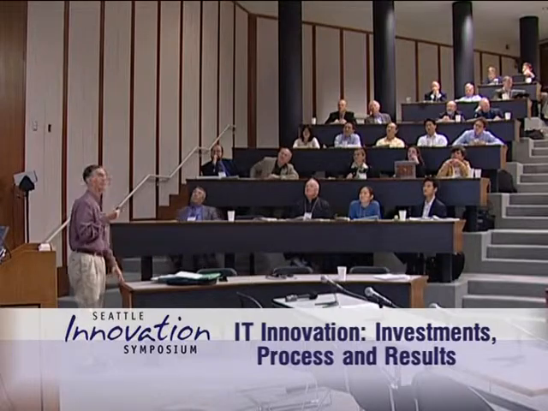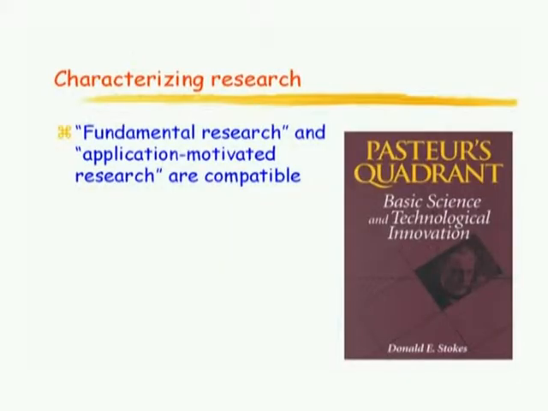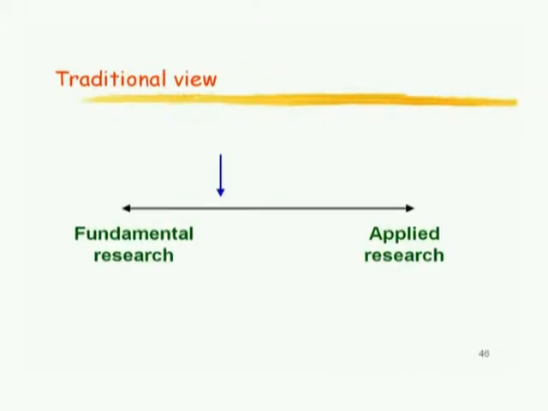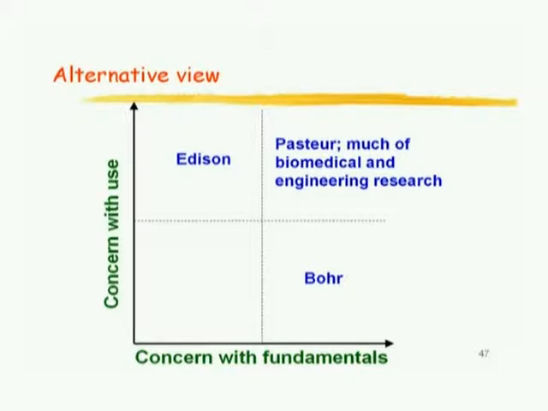In computer science, there is a question of what our research is like. And for those of you who haven't read this book, it's a one-chart book called Pasteur's Quadrant. And what it does is to argue that the traditional view of fundamental research and applied research being on a continuum is wrong, that you need to take a two-dimensional view of it, concern with use and concern with fundamentals. Now, the bad news is that most work is in the lower left. You know, it's not very fundamental and nobody's going to use it.